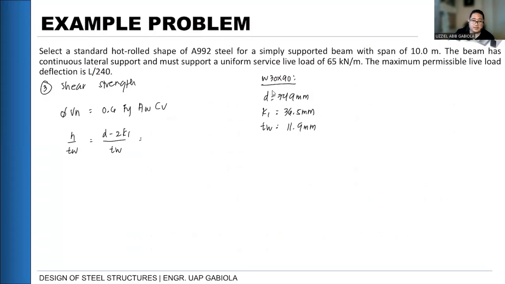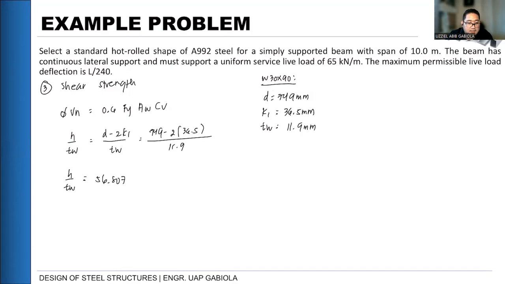Okay? So, substitute natin: 749 minus 2 times 36.5, divided by 11.9. So yung h over tw natin is equals to 749 minus 2 times 36.5 all over 11.9. We have a value of 56.807.